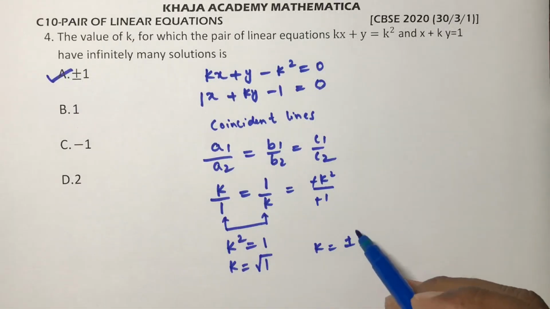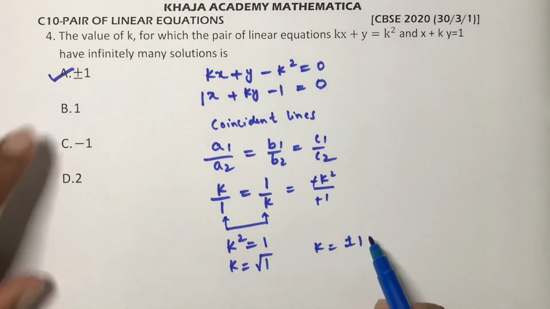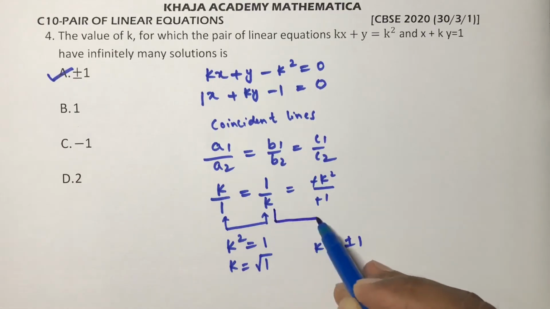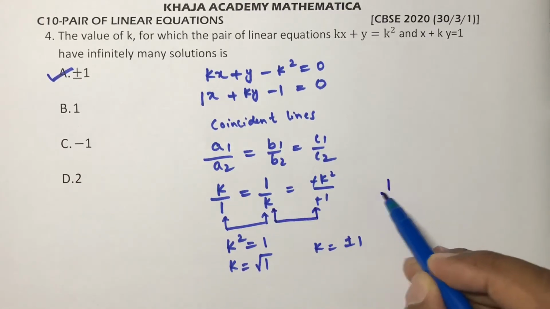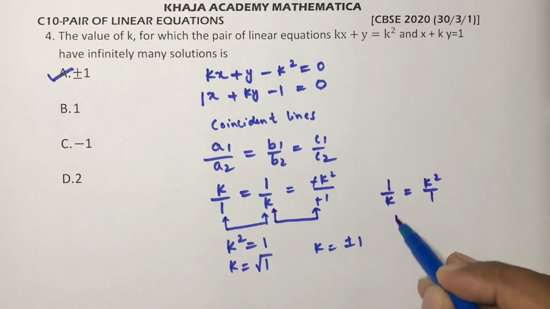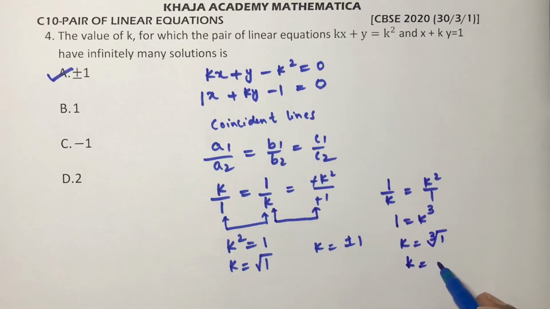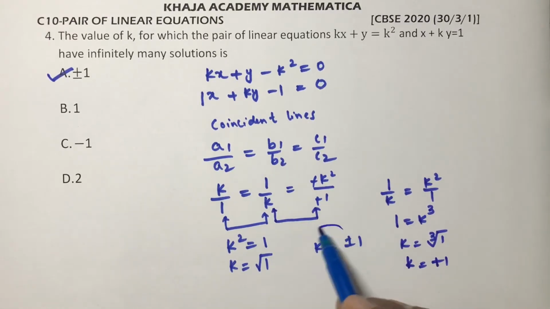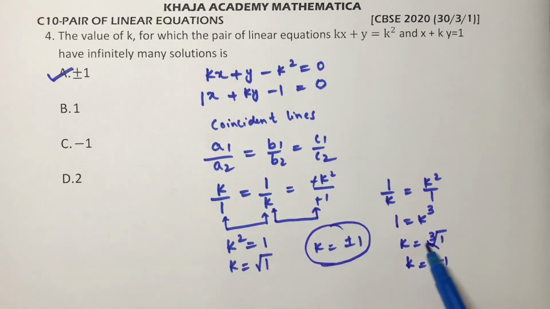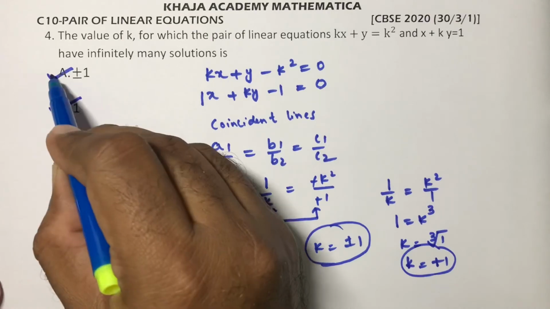See here, this question is a little bit twisted. I kept correct option A, but actually if I equate these two values, 1 by k equals k square by 1. If you cross multiply, k cube equals 1. So k equals cube root of 1. If it is cube root of 1, you get only plus 1. So in both, the common value is plus 1. So the correct option will be B, not A.